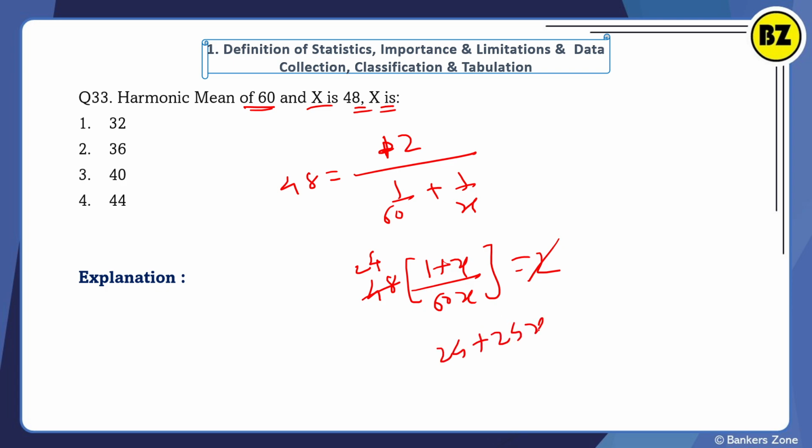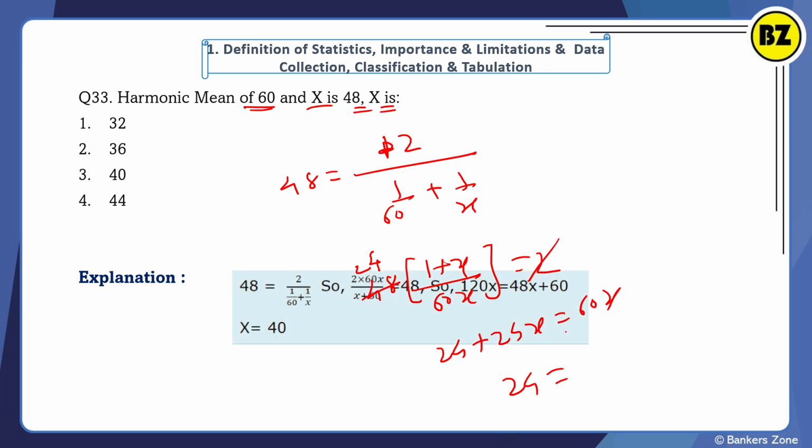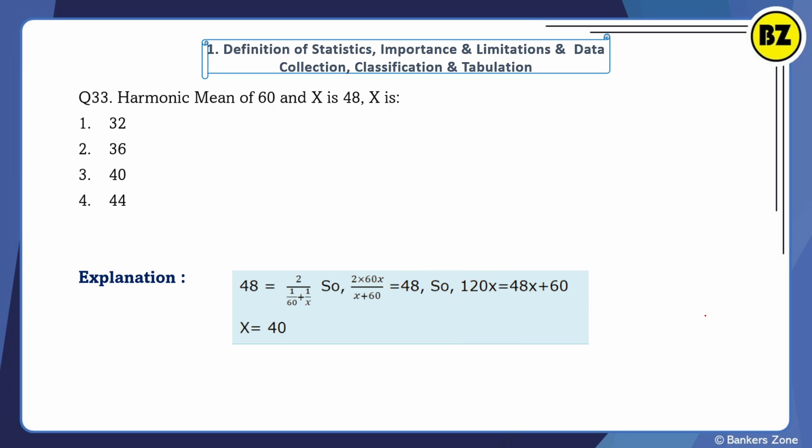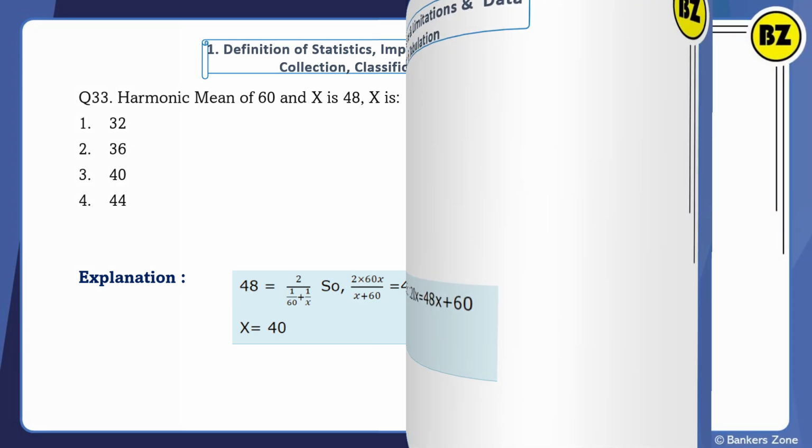24 plus 24x will be equal to 60x. So it will be 60 minus 24. You simply check it out here, and you will get x equal to 40. Simply solve it, very easy. Simple calculations. You solve yourself, I will not explain the solution. You know the formula and method, you solve it.